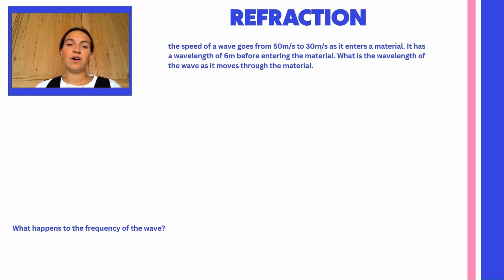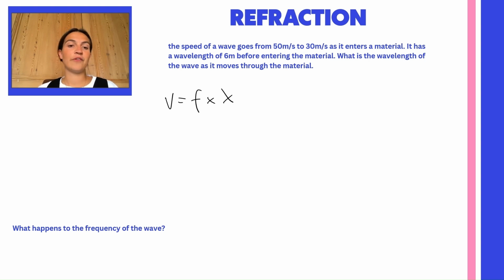Now, angle of refraction, this time we've got a slightly more mathsy question. We've got the speed of a wave going from 50 meters per second to 30 meters per second as it enters a material, and it has a wavelength of 6 meters before entering the material. What is the wavelength of the wave as it moves through the material? So we should know that this happens when our waves refract. Their speed changes, but we should also know that as the speed changes, the wavelength of your wave has to change to compensate for that.